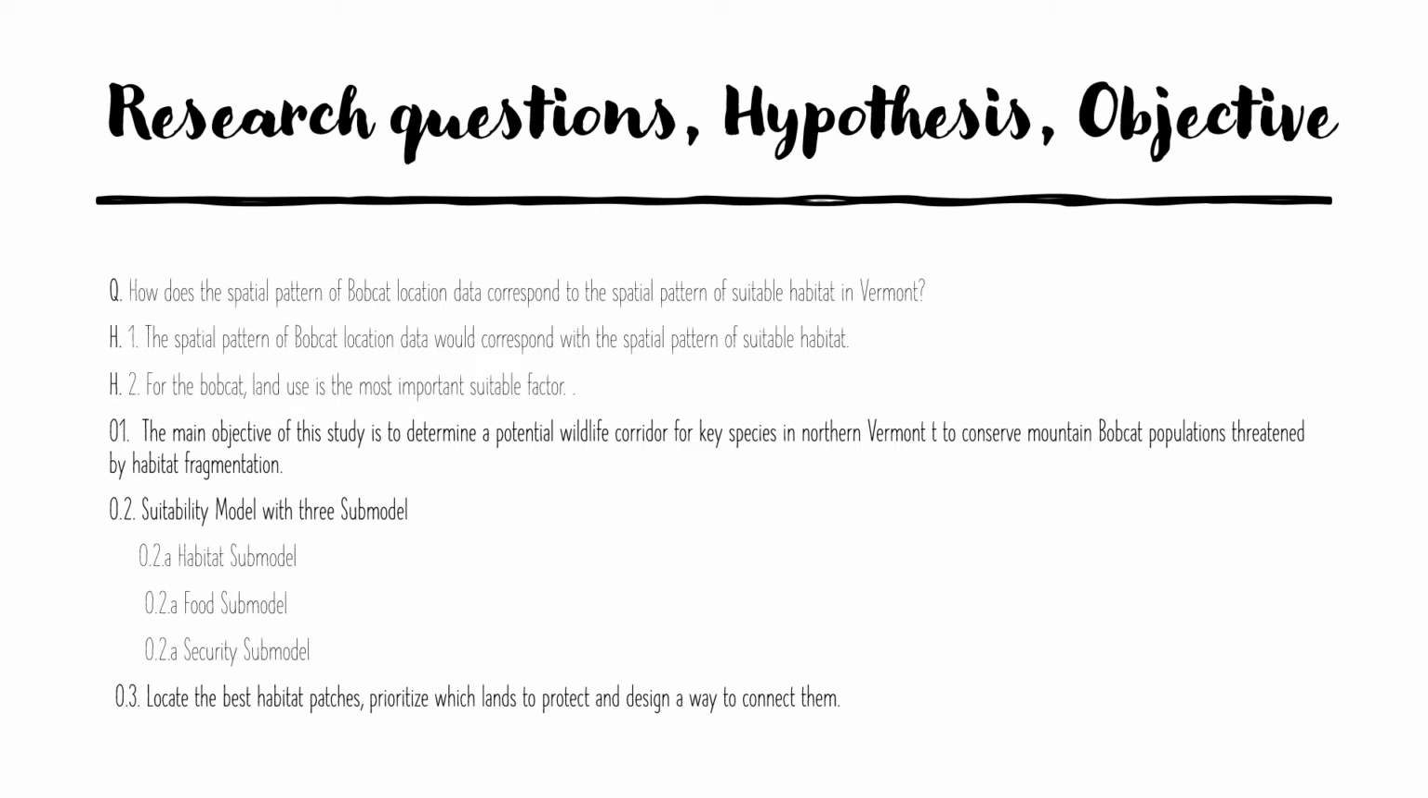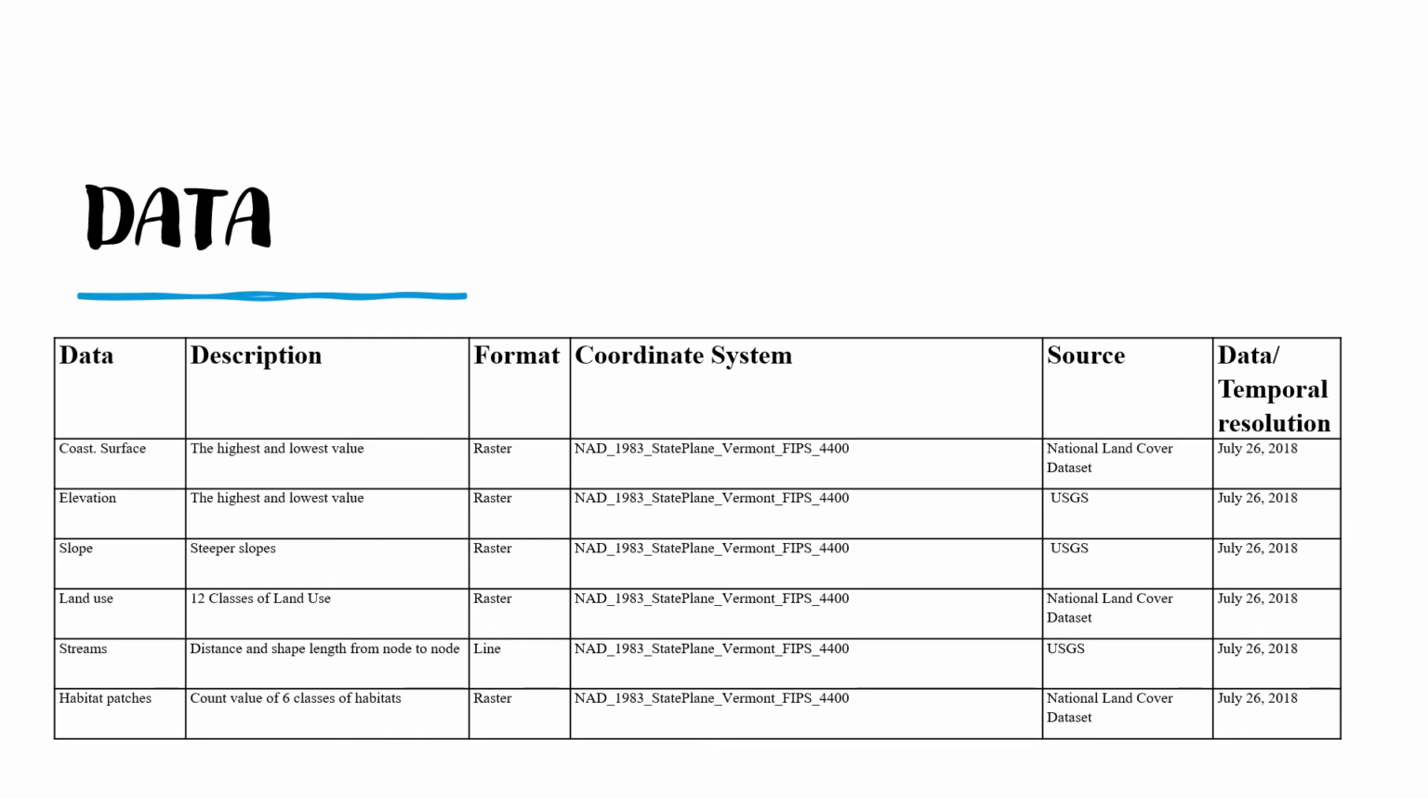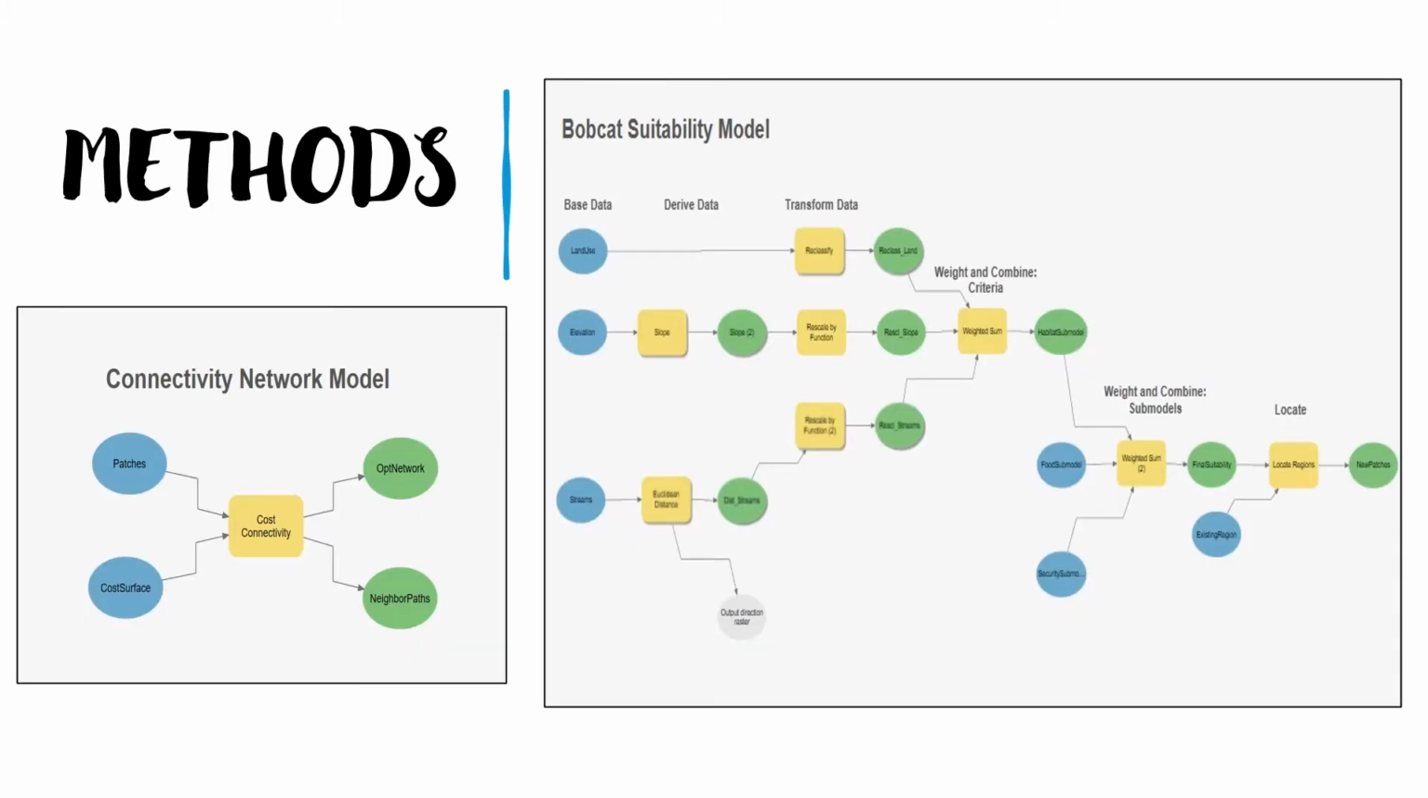To do so, I proposed a suitability model with three submodels: habitat, food, and security. The final objective is to locate the best habitat patches, prioritize which land to protect, and design a way to connect them. The data was collected in the National Land Cover Dataset and USGS website with temporal resolution in July 2018. Most of the data has raster format.